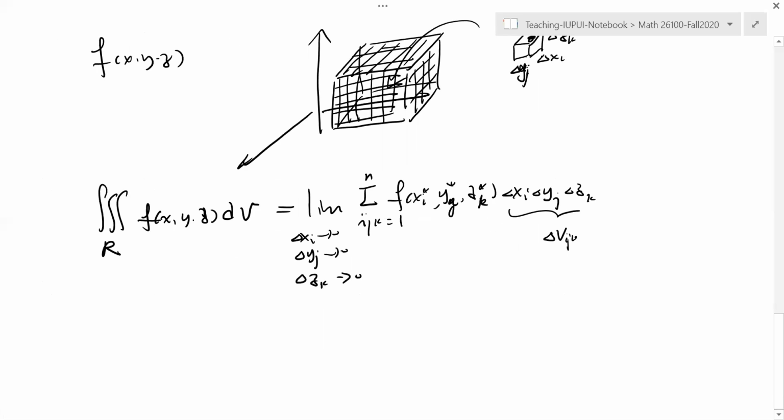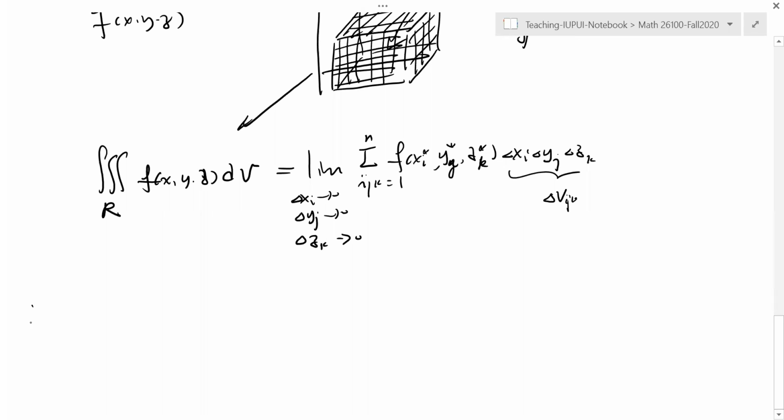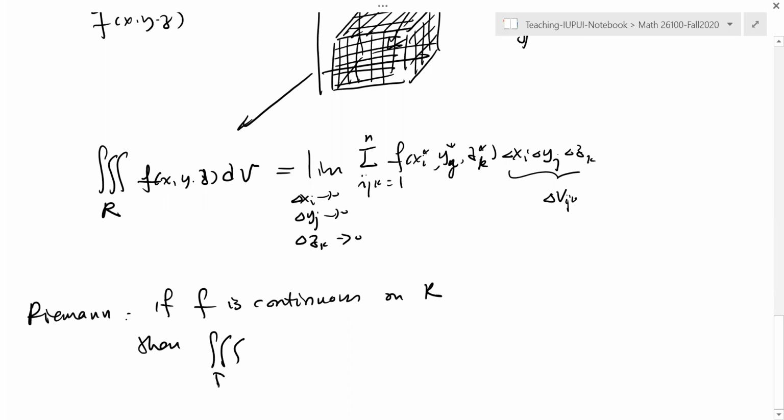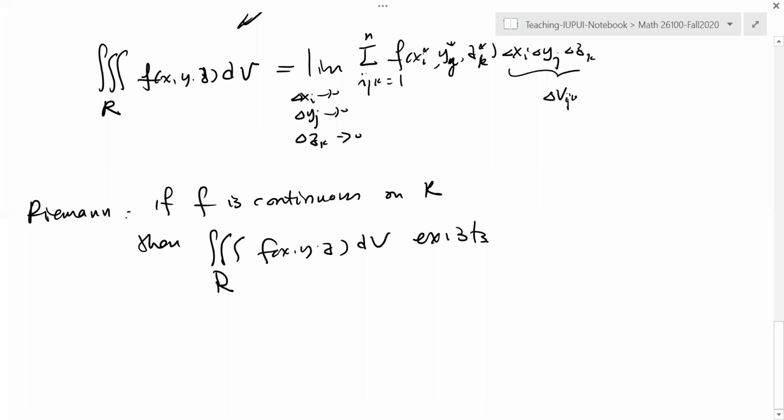Of course, we are not going to use this to evaluate the triple integral because it's so difficult to compute. But Riemann's result is that if f is continuous on this region D, then the triple integral exists. This is a cube.